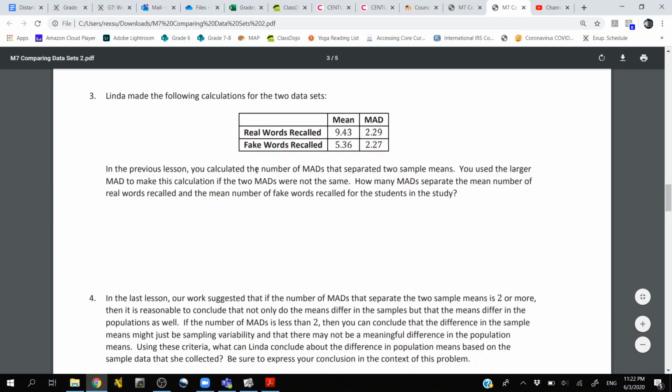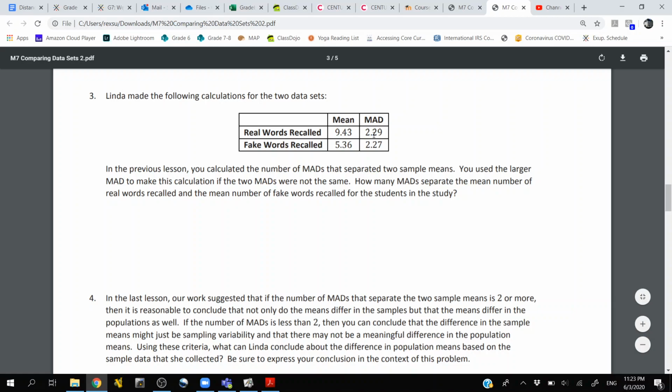In the previous lesson, you calculated the number of mean absolute deviations that separated two sample means. Use the larger to make this calculation if the two MADs were not the same. So that's just saying in this situation, we have two MADs that are similar but different. So we could use the larger one just because there's more variation in it. It's a larger number, so it describes more variation.